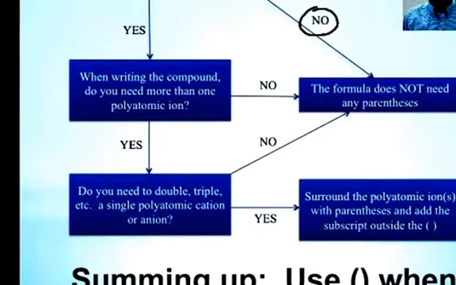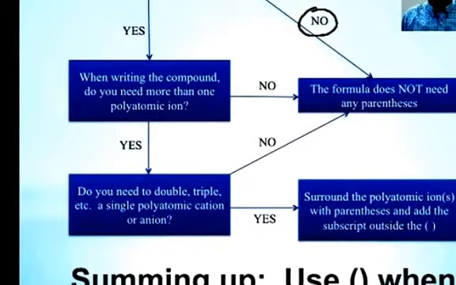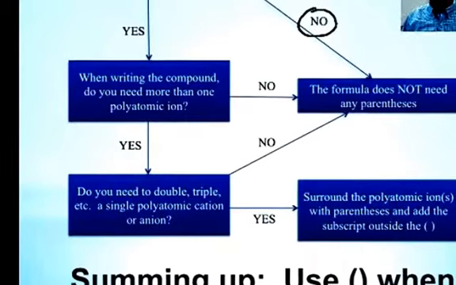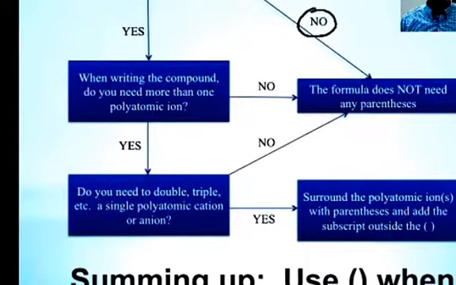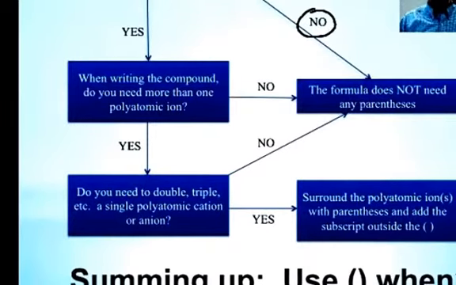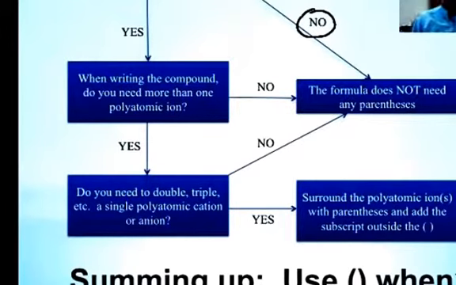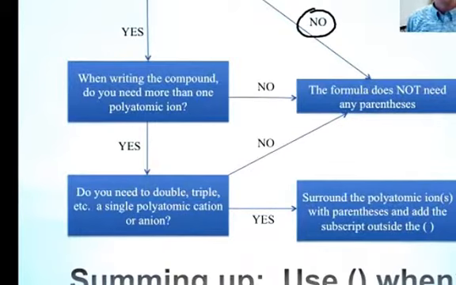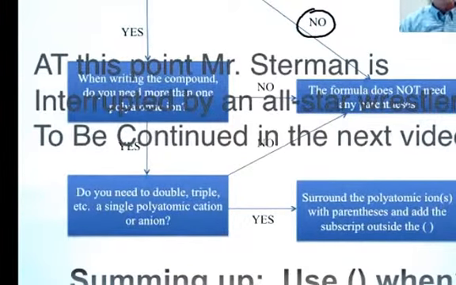If you do have a polyatomic ion involved in your compound, then we need to ask a further question. When you write the compound out, do you need more than 1 polyatomic ion? If you need 2 or 3 polyatomic ions, you might have a need for parentheses. So if you have more than 1 or 2 polyatomic ions, then you have to ask yourself, do I need to double or triple these polyatomic ions? Okay, so if you have a single polyatomic cation or anion, then the answer is no. You do not need any parentheses.